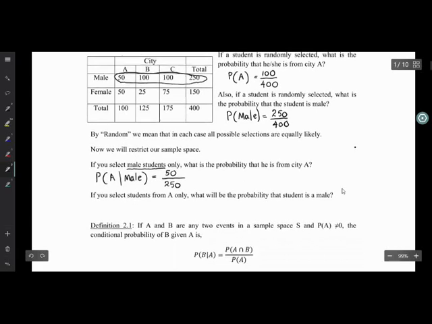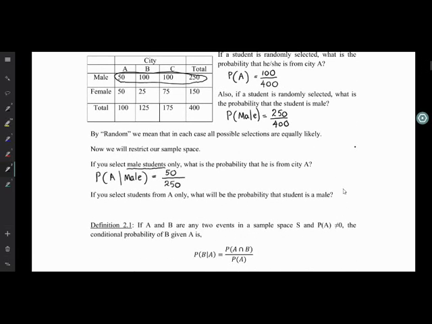Now let's try another one. If you select students from A only, what is the probability that the student is a male? Now we restrict the sample space according to the city. So we look at the city A only. So we already know that the student is selected from the city A.